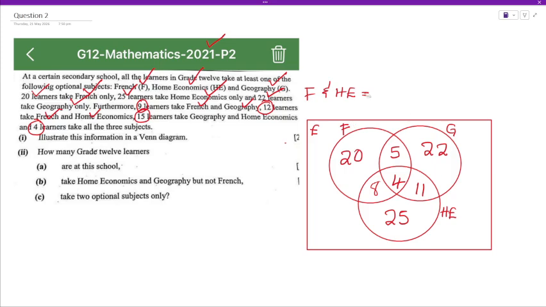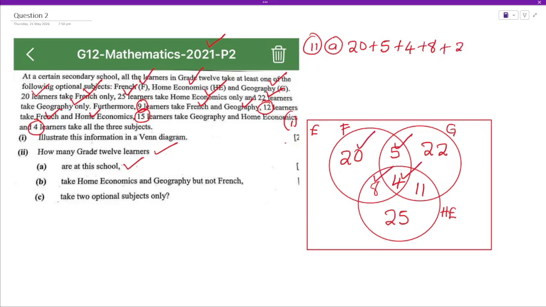Obviously, they will ask us the total number of learners at this school. How many grade 12 learners are at this school? Exactly. So we're going to say number 2. This is number 1, by the way. Number 2A. We're going to add everything. 20 plus 5 plus 4 plus 8, plus 22 plus 11 plus 25.